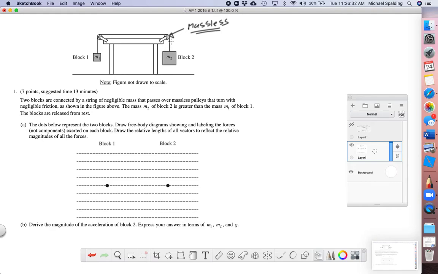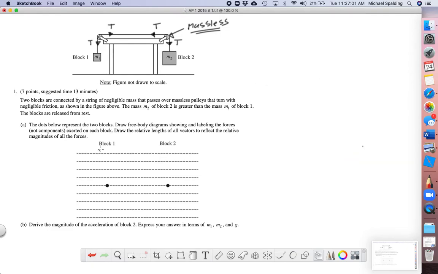So the significance of a massless pulley is that the tension on each side is equal. There's a tension pulling on that pulley this way, and a tension pulling on the pulley that way. Those tensions are equal. And same thing for this pulley over here: there's a tension this way and a tension pulling that way. All these tensions are equal. The pulley is completely massless.